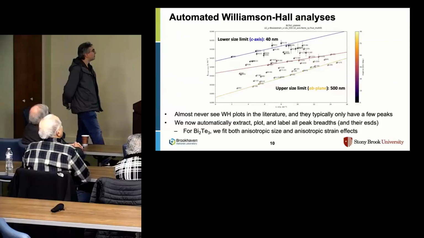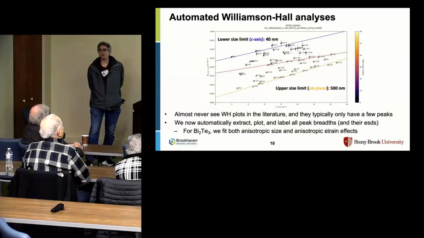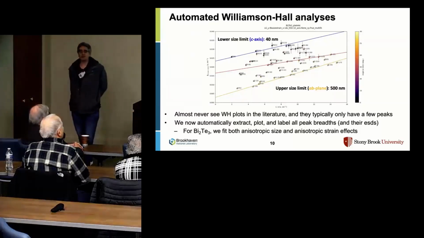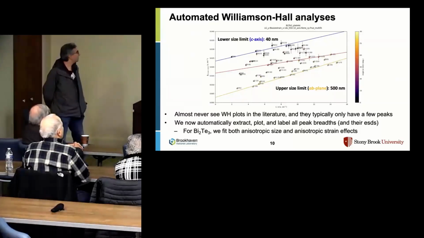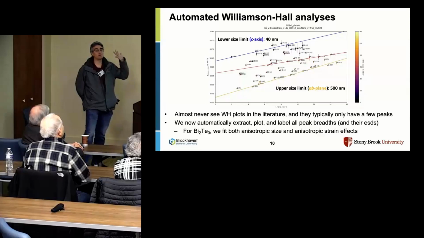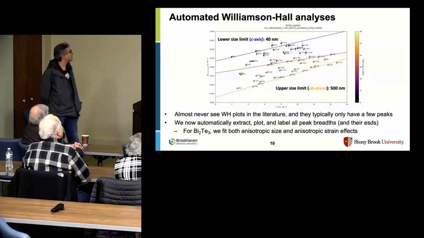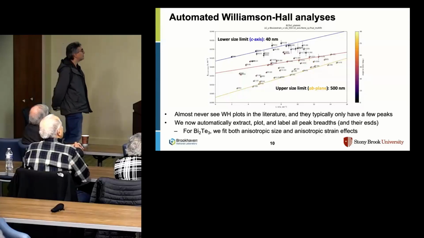So here's the bismuth telluride. We've automated the process of Williamson-Hall. You don't see a lot of Williamson-Hall in the literature. It's a pain to do. You have to go through peaks individually most of the time. But my group writes Python code. And instead of just a few peaks, we have 50 or 100 peaks. We actually had hundreds of peaks, but we threw out all the ones where the ESDs were large. So we can get the peak breadths of 50 peaks here easily.